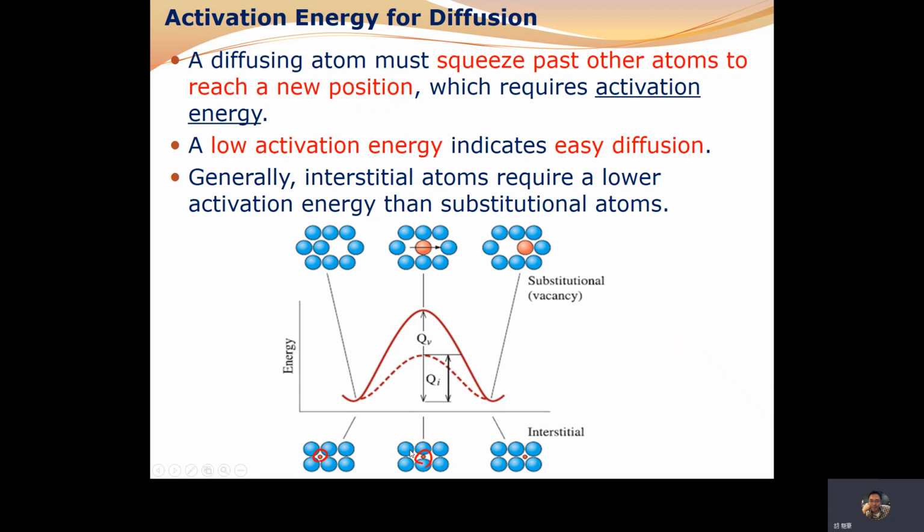Therefore, the activation energy requirement is lower for interstitial diffusion. For vacancy diffusion or substitutional diffusion, it always needs higher activation energy to trigger the diffusion process. So you can see the activation energy of substitutional or vacancy diffusion is higher than that of interstitial diffusion.